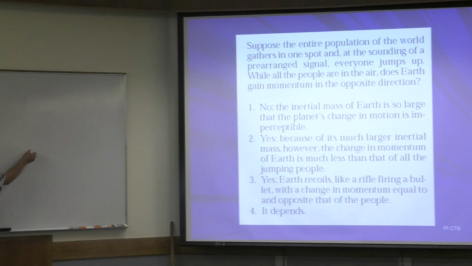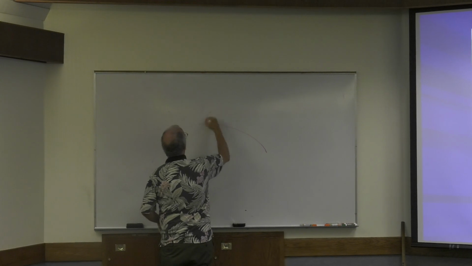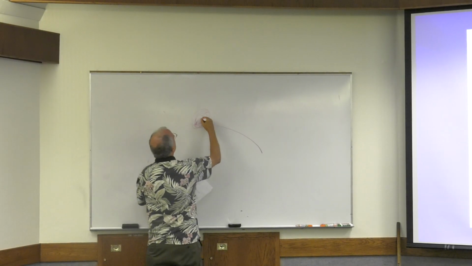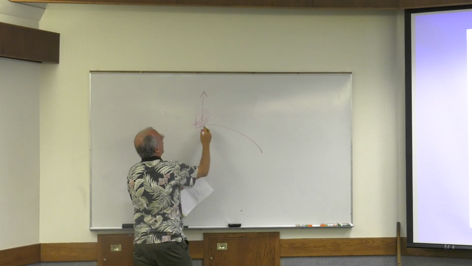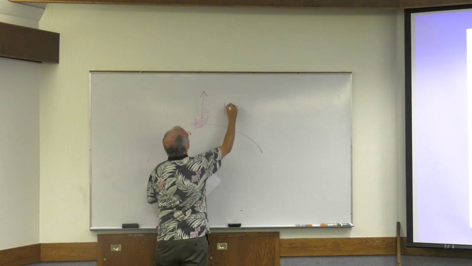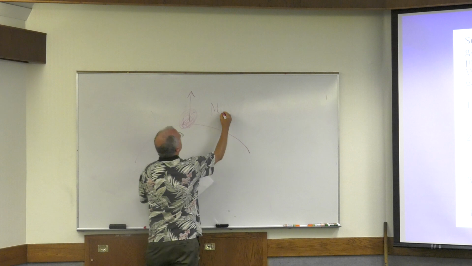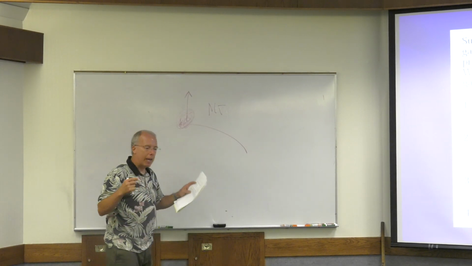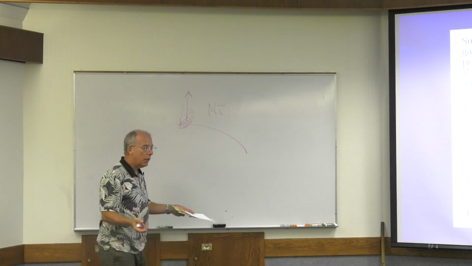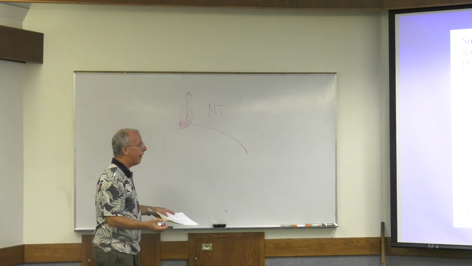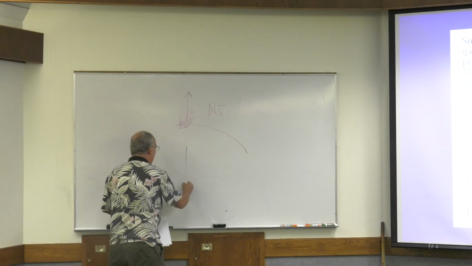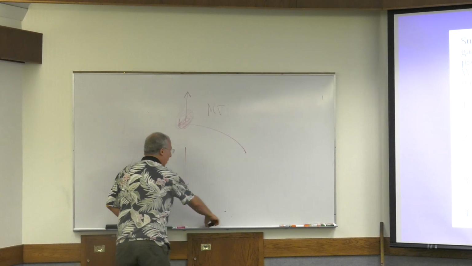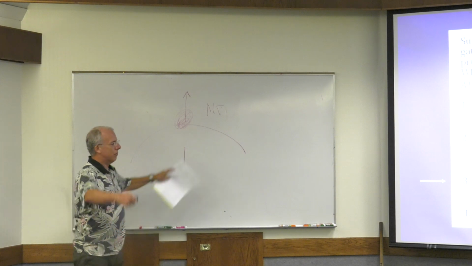So here's the Earth. Here's everybody in Hawaii, right? If they jump this way, they have momentum mv, where m is the mass of all the people, in that direction. Now remember, we said that the final momentum has to be 0. So therefore, what has to be true? What does the Earth have to do? The Earth has to move that way in order to conserve momentum. So the answer is yes.